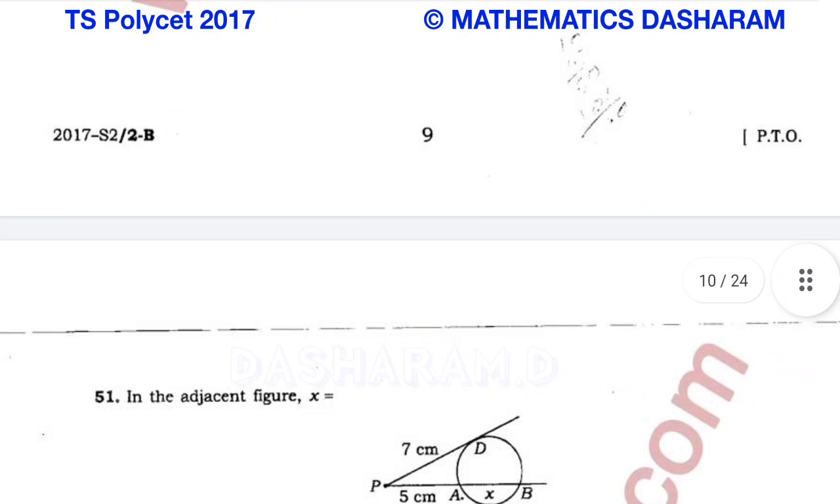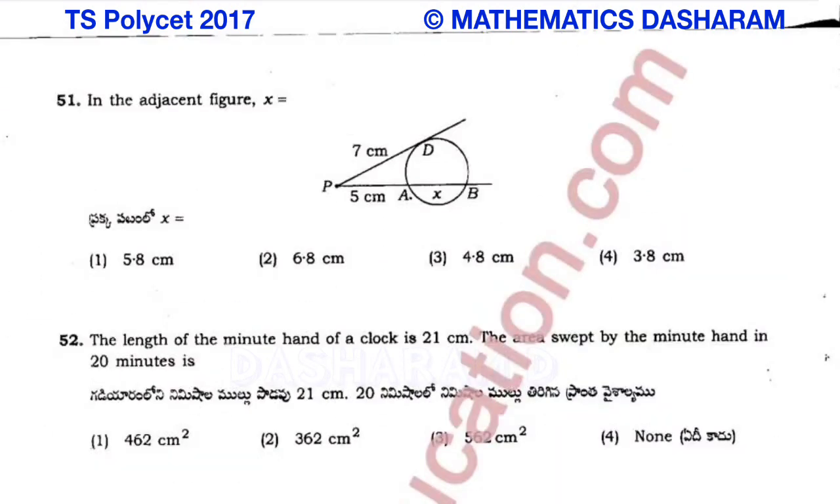Next question, question number 51. In the adjacent figure, find the x value. In this figure, PD is a tangent from the external point P. D is the point of contact. PB is a secant. A and B both are points on the circle. So what is the x value? PD is a tangent, PB is a secant.